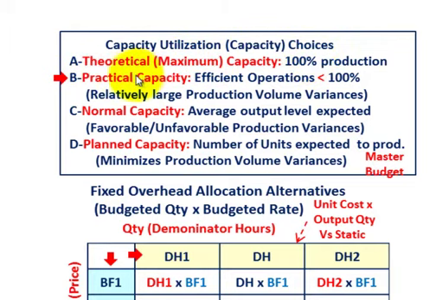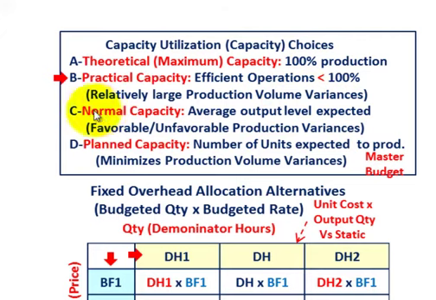And then for a practical capacity, and by the way, that's generally the one that you want to choose when you're using your different capacity utilizations. You really want to work off the practical capacity. This is where you're going to have efficient operations, but it's going to be less than the 100% maximum capacity that you can produce. And for our discussion, we're going to be talking about those production volume variances. With the practical capacity, you're going to have relatively large production volume variances, and we'll get into that discussion here.